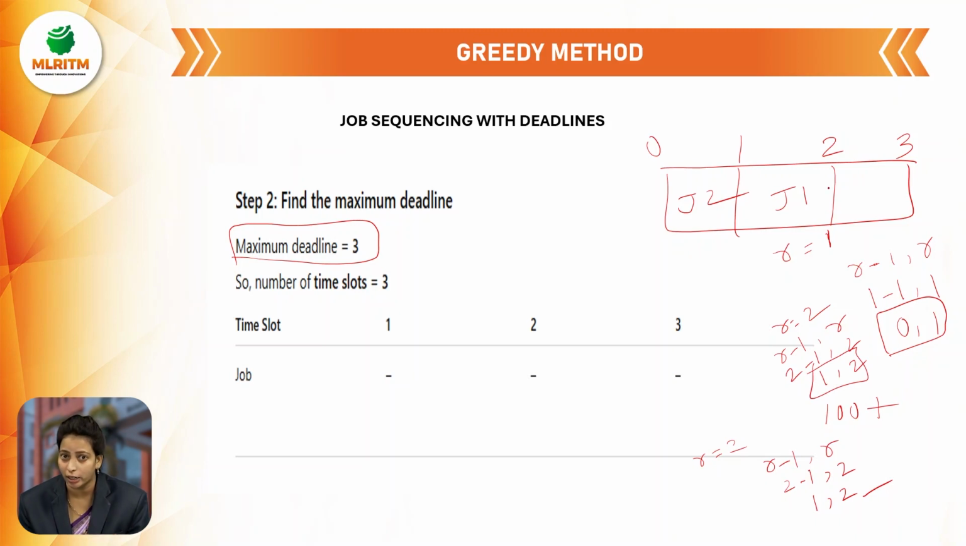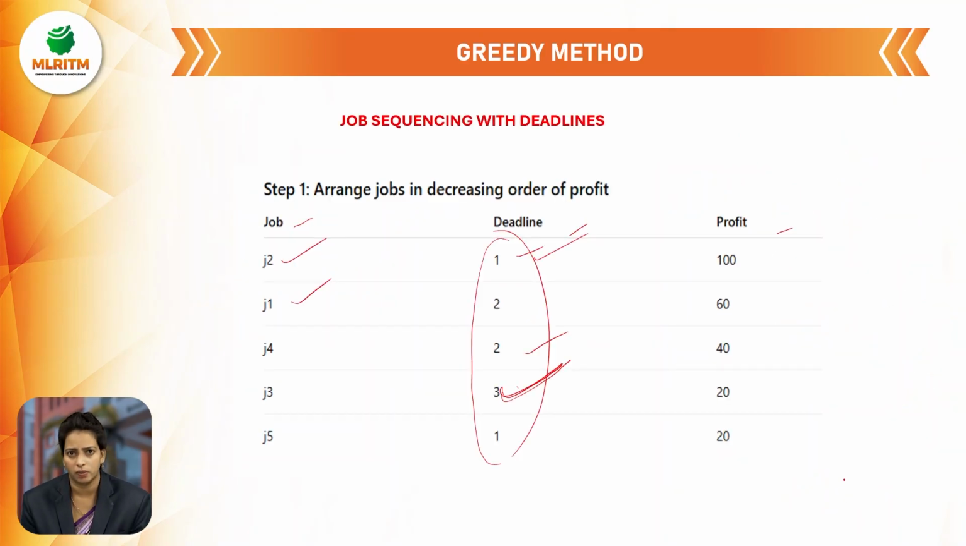No, that is already allocated to J1. So we consider 0 to 1, 1 to 2, since the deadline of J4 is 2. But 1 to 2 is already allocated to J1, right? Next, is 0 to 1 free or not? No, it is already allocated to J2. So J4 is neglected. Why? Because those time slots are already allocated to J2 and J1. So this one is rejected.